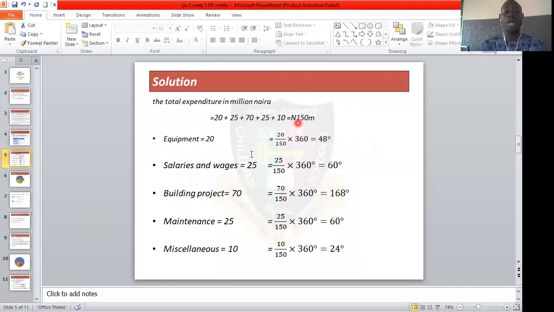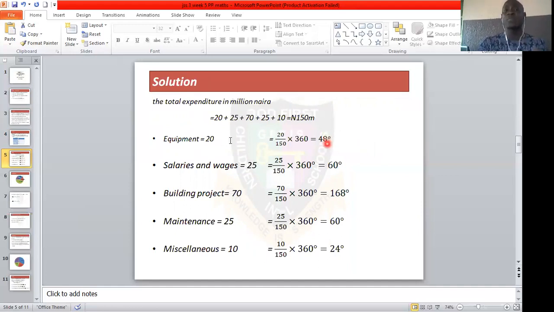Now, in order to present your data in a pie chart, I told you it has to be in degrees. Every data value you convert to a proportion of degrees, and the sum of the degrees must be equal to 360. Now 20 million converted to degrees is what? 48 degrees.